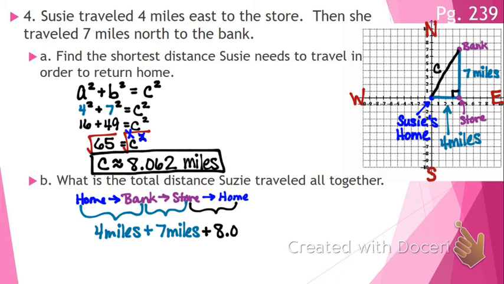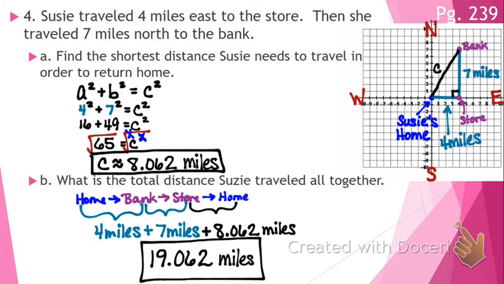That was 8.062 miles. And so I'm going to add all of those up. And when I add those all up, I get 19.062 miles. All right, go down to the bottom of this page, bottom of page 239. We've got one more problem that we're going to do together.